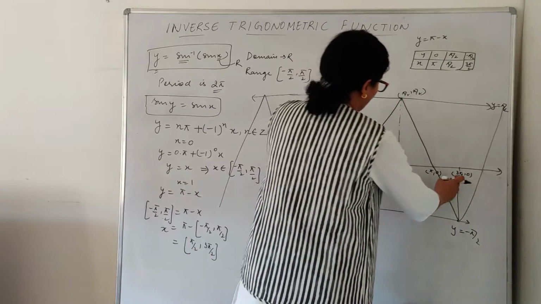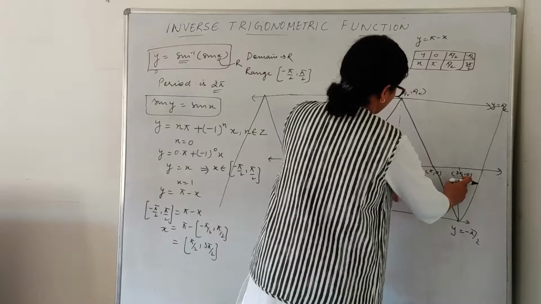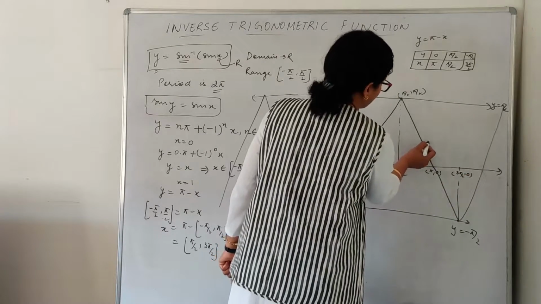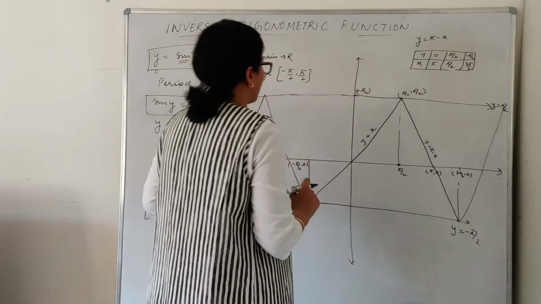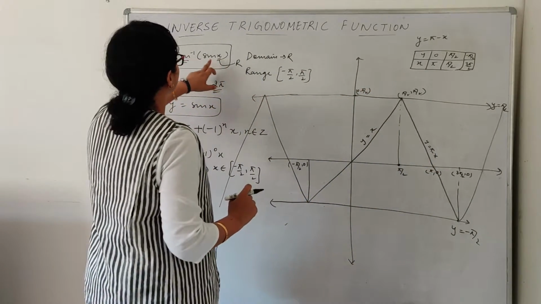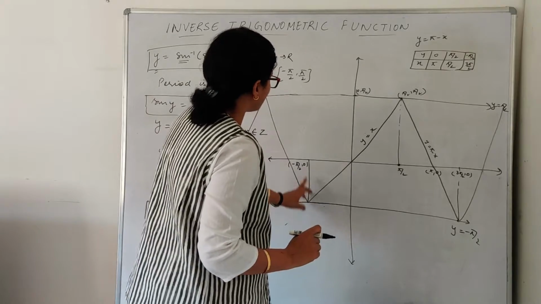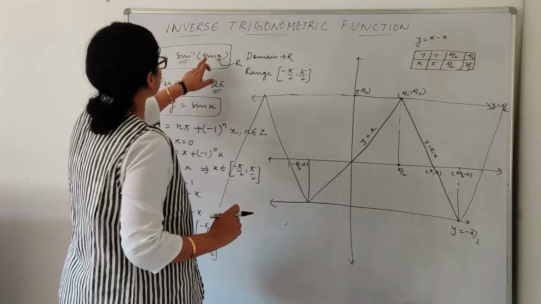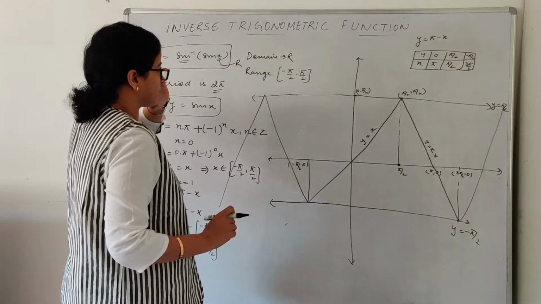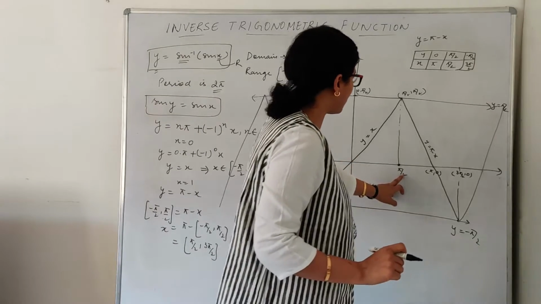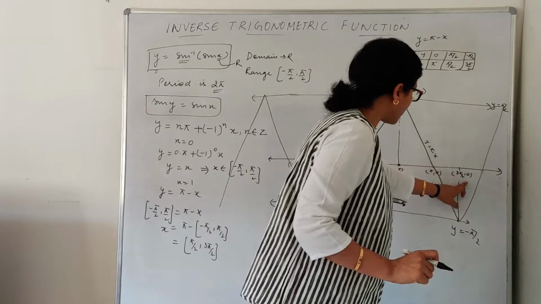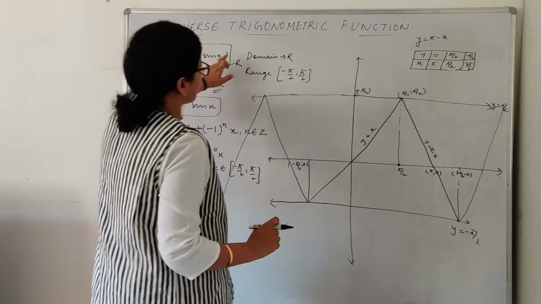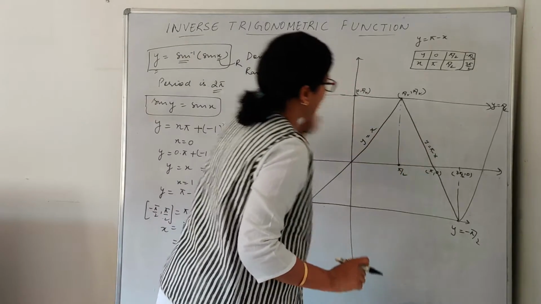Now if my angle lies between pi by 2 and 3 pi by 2, so already I have y is equal to pi minus x. So what do these equations imply? It means if my angle lies between minus pi by 2 and pi by 2, my sine inverse of sine x will be equal to x. Whenever my angle lies between pi by 2 and 3 pi by 2, sine inverse of sine x will be equal to pi minus x.